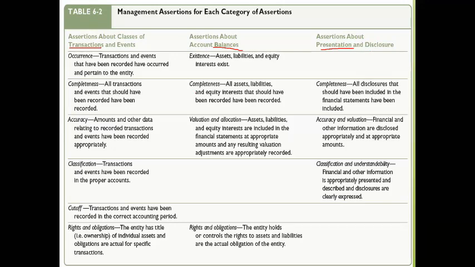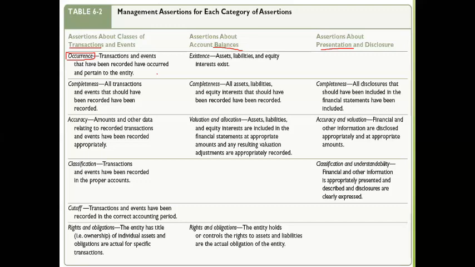Right. Let's start with the assertions of classes of transaction. The first to be taken into consideration is the occurrence. What do you mean by occurrence? This is the first assertion that the manager must take into consideration while they are recording the transaction. Occurrence means that the transaction which have been recorded have occurred.